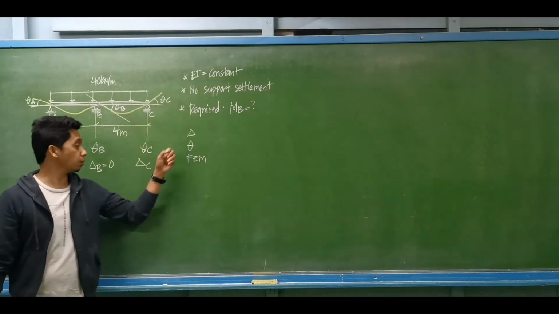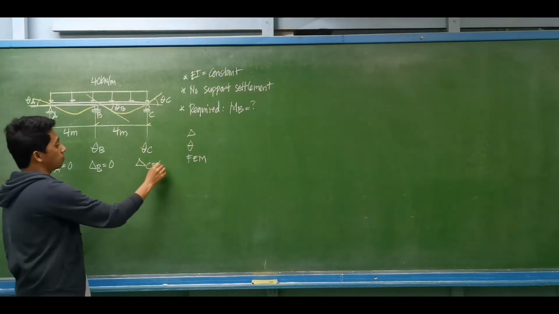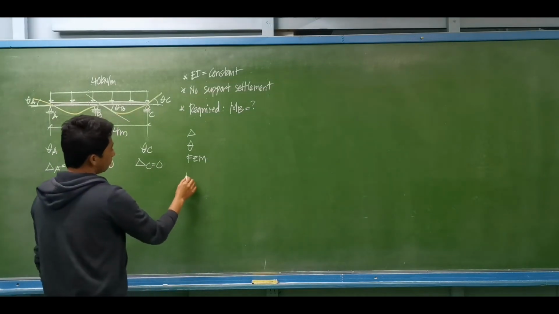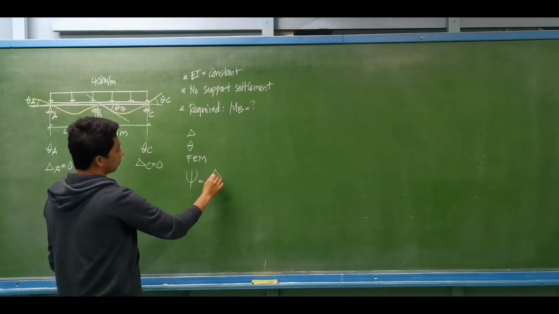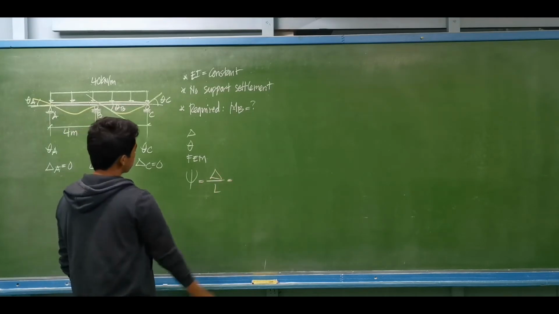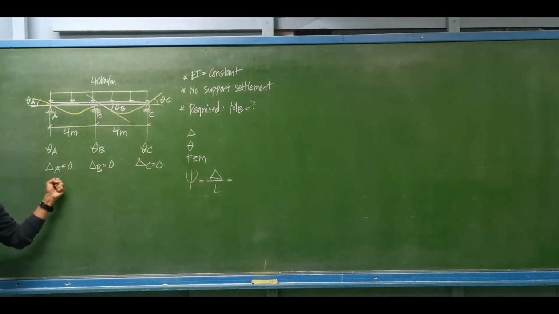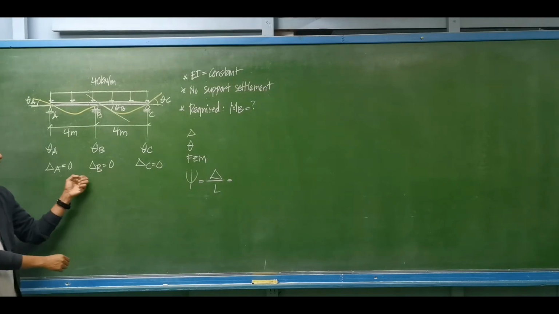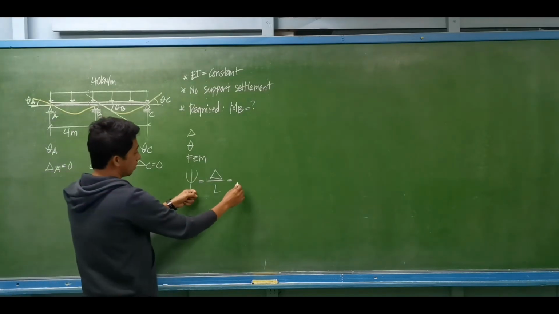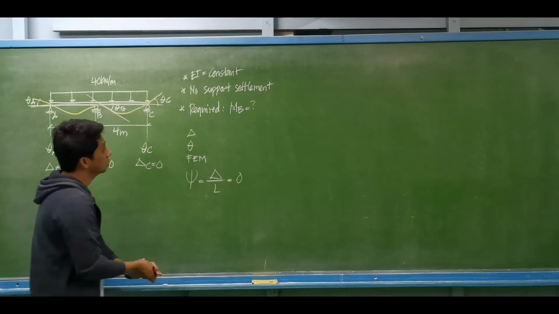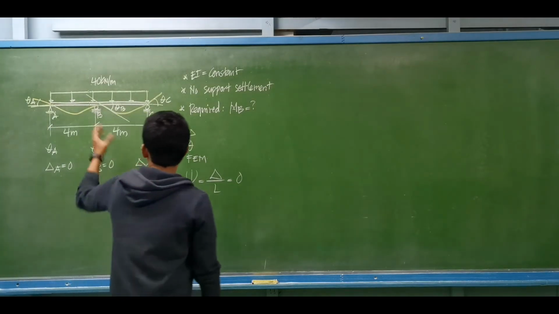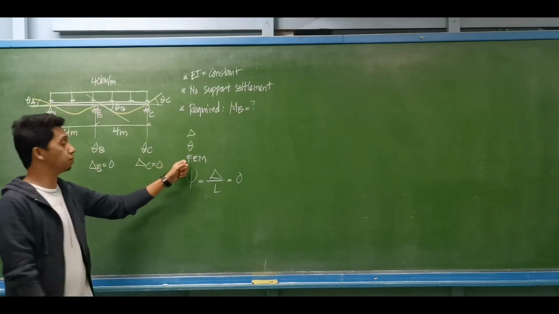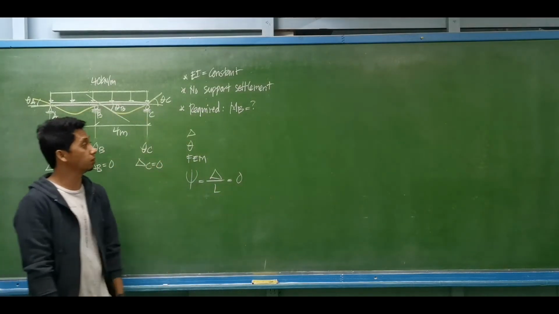For these cases, if delta is equal to 0, the rotation of the chord member, psi, is basically equal to delta over L. Which means if we don't have support settlements or displacement, we may assume the value of psi to be 0. So how about the fixed end moments? We are to separate the span, then compute for the fixed end moments.